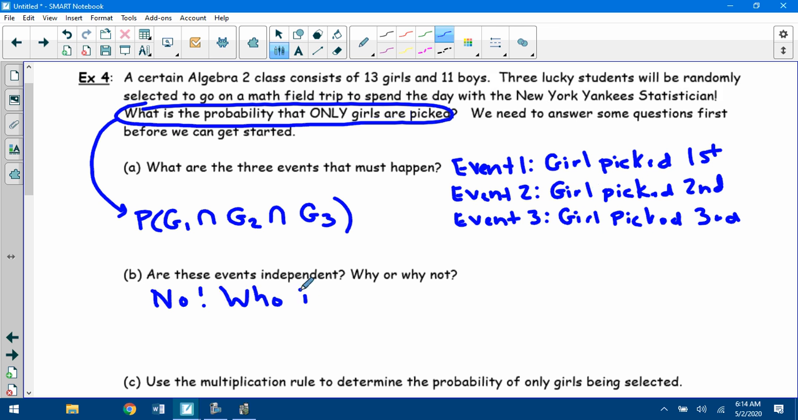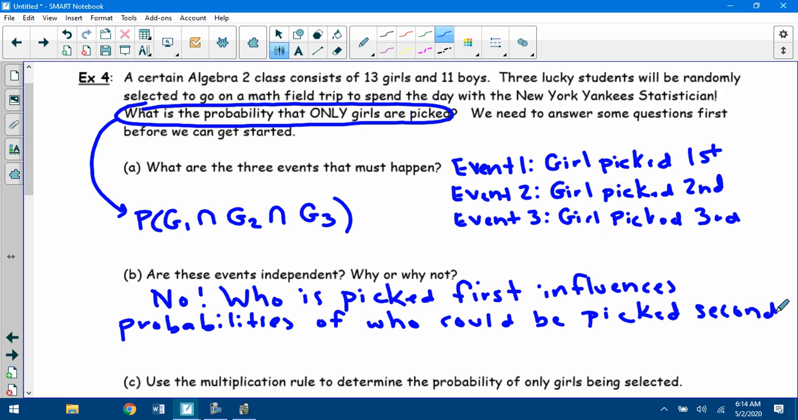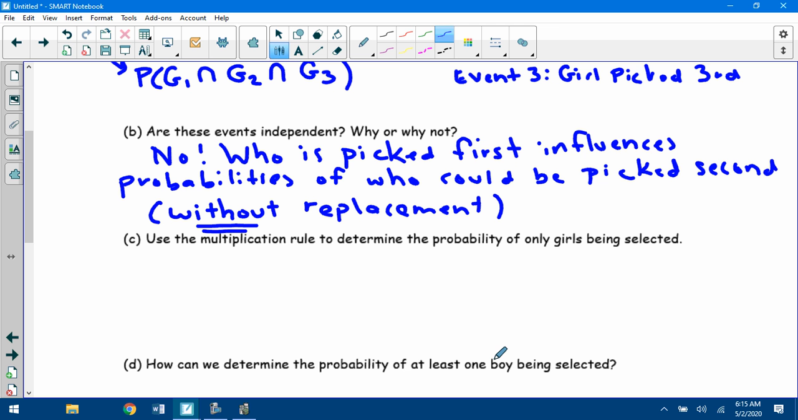So who is picked first influences probabilities of who could be picked second. And you want to think of this as the scenario that we've talked about before, I think in the last class, without replacement. Whenever I'm not replacing something in my pool of possibilities, then I'm not independent. So the way I'd use the multiplication rule this time, I'd still do the probability that girl 1 is picked, the probability that girl 2 is picked, times the probability that girl 3 is picked.